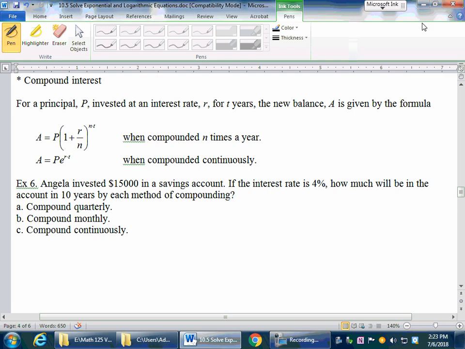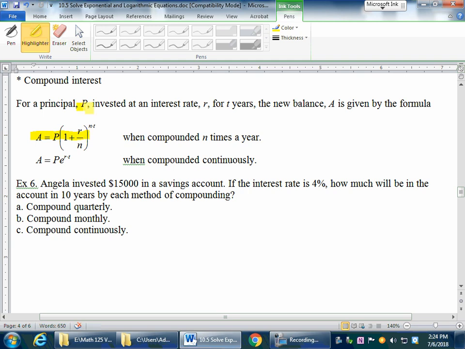So one of the applications that we're going to look at in this session is compounded interest. There's two formulas for this compounded interest, and you need to remember those because on the test, the formula will not be given to you. The first one that you see is compounded a certain number of times. The interest is compounded a certain number of times in a year. So that's the first formula right here that we are talking about.